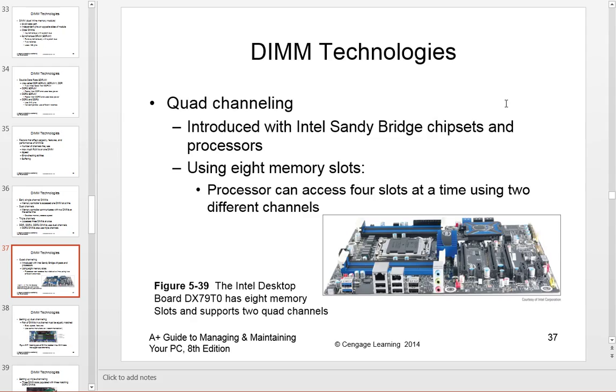As far as the DIMM technology, when we moved into what they call Sandy Bridge chipsets, which is the second generation of the i-series, they started using the quad channeling. It uses 8 memory slots that you can see here. The processor can access four slots at a time using 2 different channels. So you can see there's 4 RAM slots here, and 4 RAM slots here. So hopefully what you're thinking now is, man, I could put a lot of RAM in this machine. Because if each stick of RAM, let's say, is 2 gigs, 2 times 8 is 16. I can get 16 gigs of RAM.